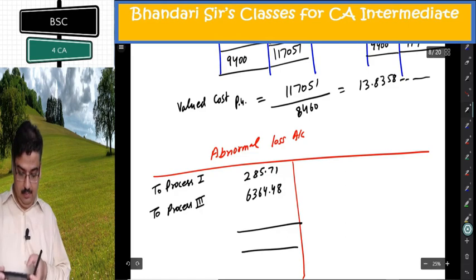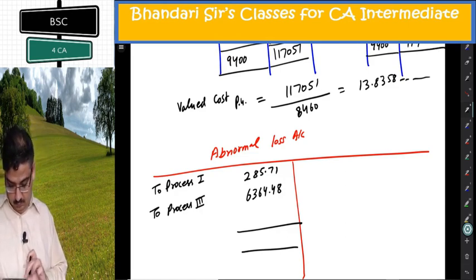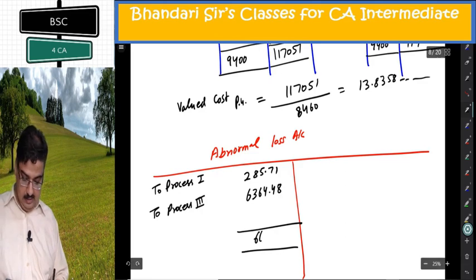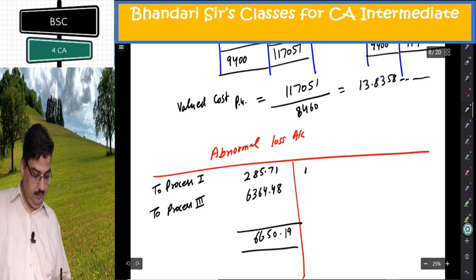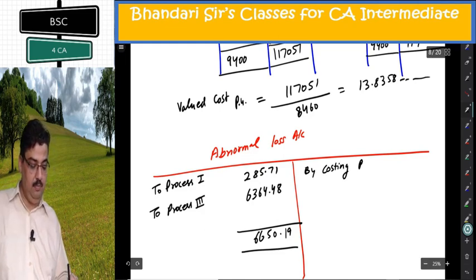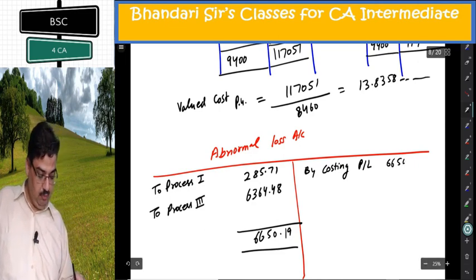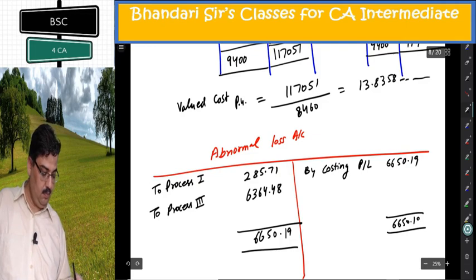Let me add these. I am getting 6650.19. Nothing is sold because scrap is not there. Not having scrap makes the question easy. 6650.19.